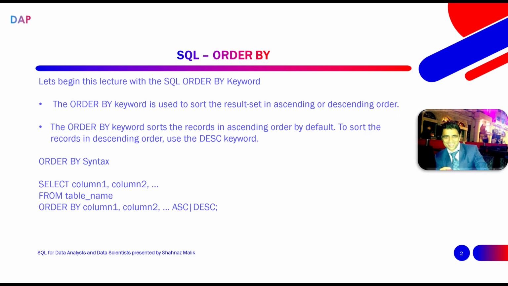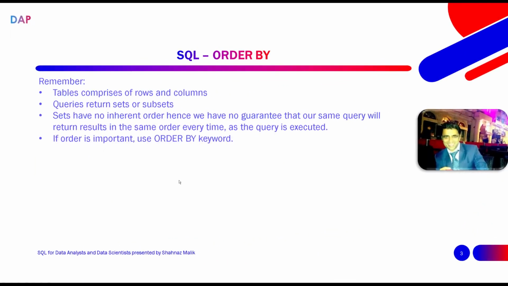Now, here is the syntax of ORDER BY. You select the columns and give the name of the table, and then you say ORDER BY. For example, if I say ORDER BY column one and I don't give any keyword, then it's going to order it by ascending. But if I give the keyword DESC after column one, then it's going to do it in descending order. I will show you once we create actual queries and get the results. If it's not making sense until now, it will make sense once I show you the queries.